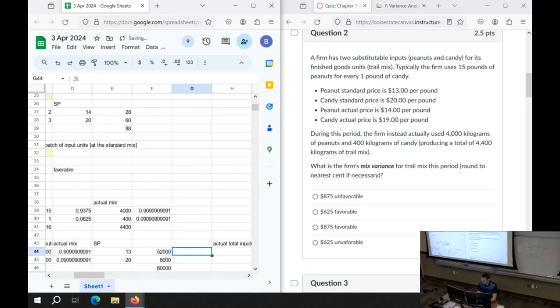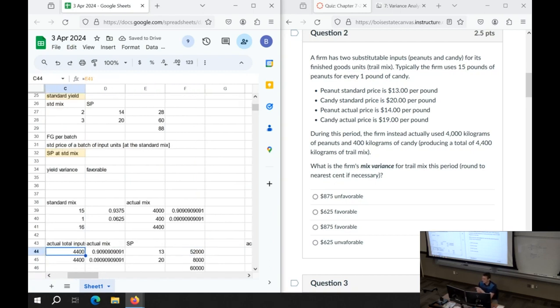Wait, I have a quick question. Yes. Sorry, I'm confused a little bit on how you have actual mix as the 4,000 to 400, and then you also have actual mix as the percentages. So is it like the 4,000 to 400, those are just the ratios? I think I'm still confused by that.